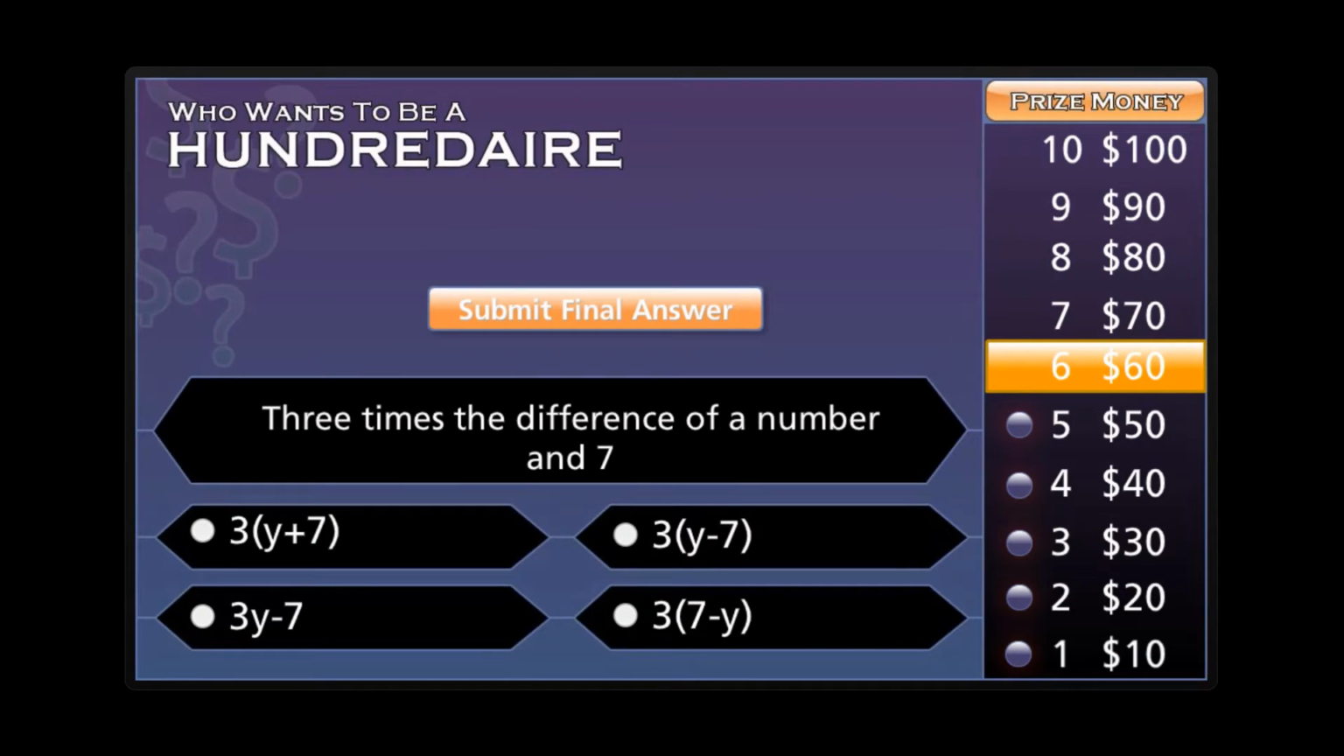This one is a tad complicated, but we can do it. So 3 times the difference of a number and 7. So 3 times, which means you're multiplying, and then difference is subtraction. So it should be this one because you're multiplying the variable minus 7, or Y minus 7 times 3, which is just another way to say 3 times the difference of a number and 7.